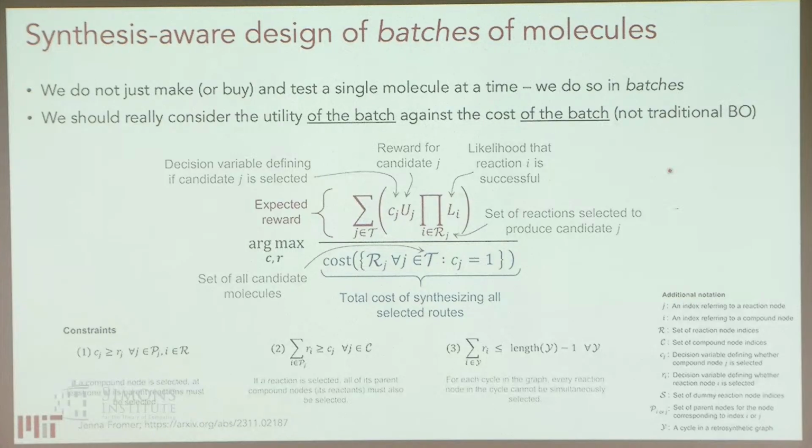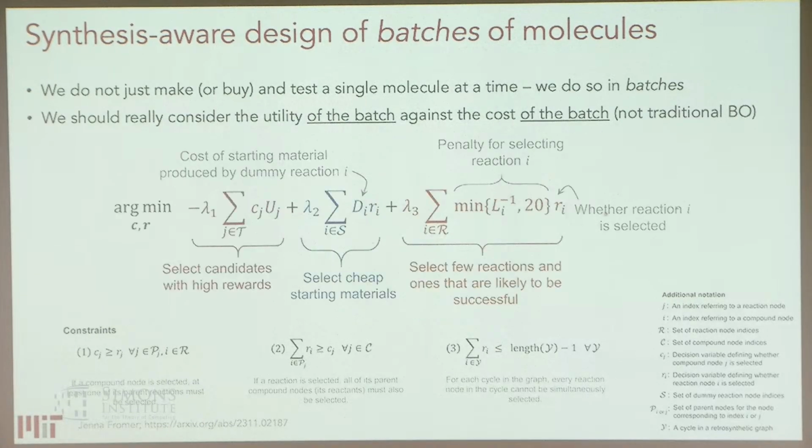Now this ends up giving us a non-linear objective function, and so in the first iteration, we wanted to linearize it, so we do that. We linearize, we scalarize, which changes a little bit how it behaves. But then qualitatively, what we're trying to do is balance the selection of molecules that have high rewards, molecules that are cheap or use cheap starting materials, and then if we have to synthesize things, we'd really like to make sure that those reactions will work. So we try to use the likelihood of success and not do too many reactions.